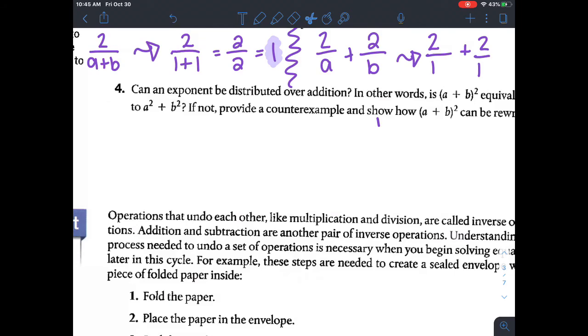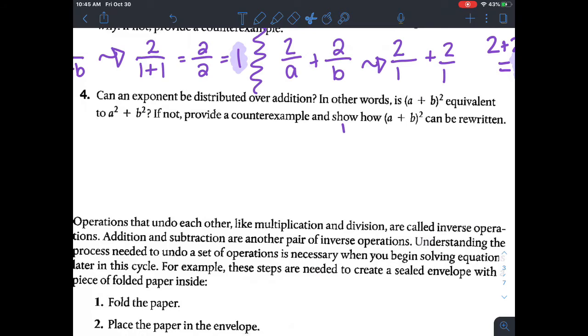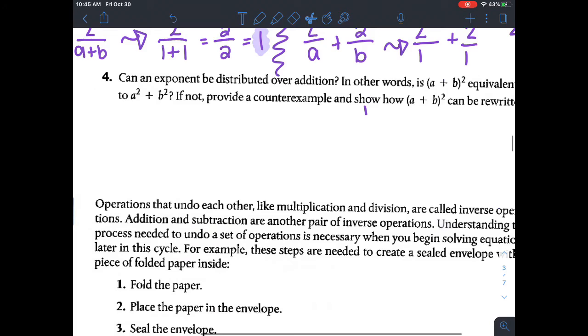And then for number 4, can an exponent be distributed over addition? In other words, is the quantity (a plus b) squared equivalent to a squared plus b squared? This is such a common mistake that I see so many students making. So we're going to provide a counterexample to show that they're not equivalent.